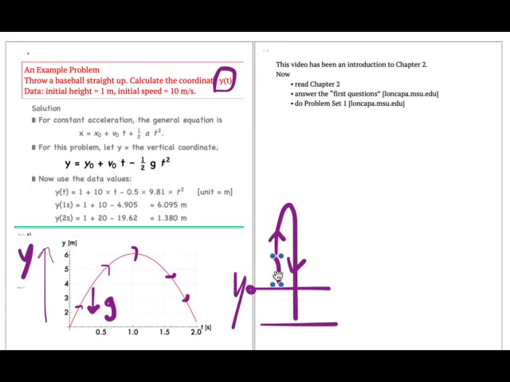Don't confuse velocity and acceleration. Velocity can be positive or negative. Upward is positive, downward is negative. Acceleration, in general, could be positive or negative, but near the surface of the Earth, the acceleration due to gravity is always negative because it's down towards the center of the Earth.